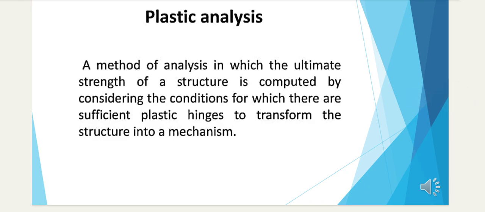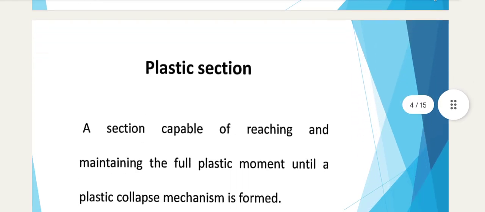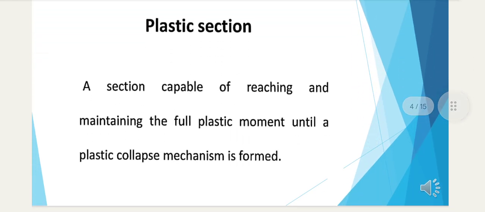Plastic analysis: a method of analysis in which the ultimate strength of the structure is computed by considering the conditions for which there are sufficient plastic hinges to transform the structure into a mechanism. Plastic section: a section capable of reaching and maintaining the full plastic moment until a plastic collapse mechanism is formed.